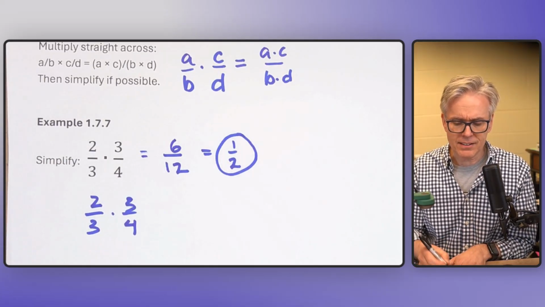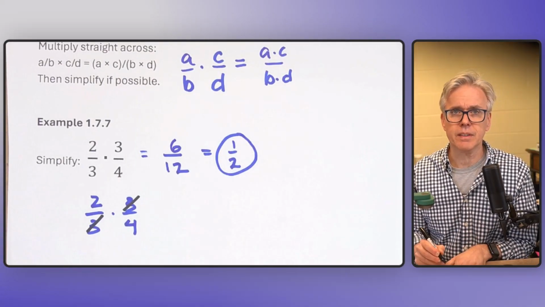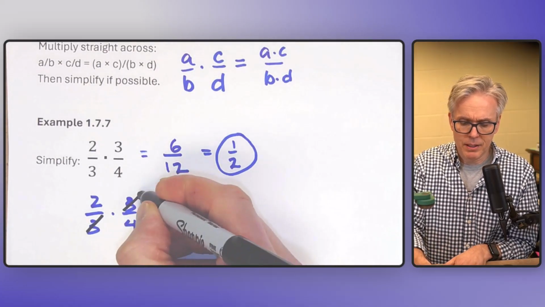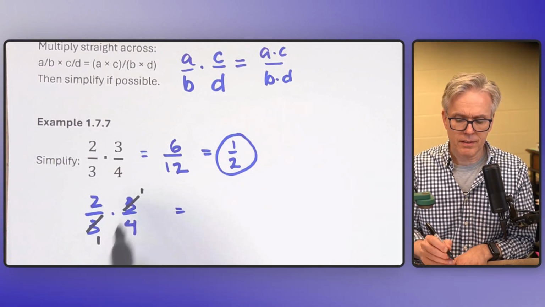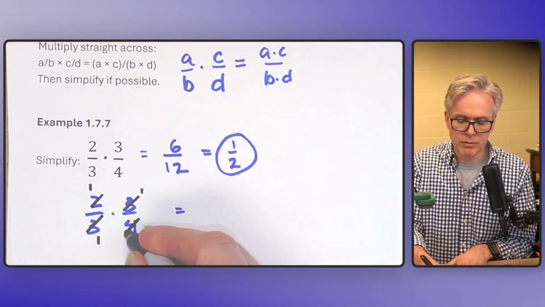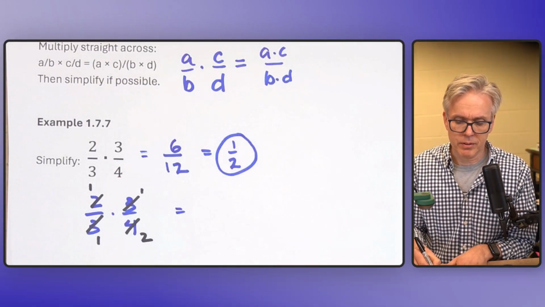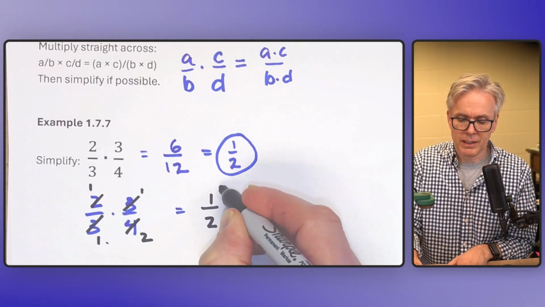So what can I cancel here? I have common factors here of 3's. So those 3's cancel, and they come into 1 and 1. 3 goes in 3 one time. And after we cancel the 3's, we can also say, well, 2 goes into itself one time, and 2 goes into 4 two times. So 1 times 1 is 1, 1 times 2 is 2. And we get the same thing.